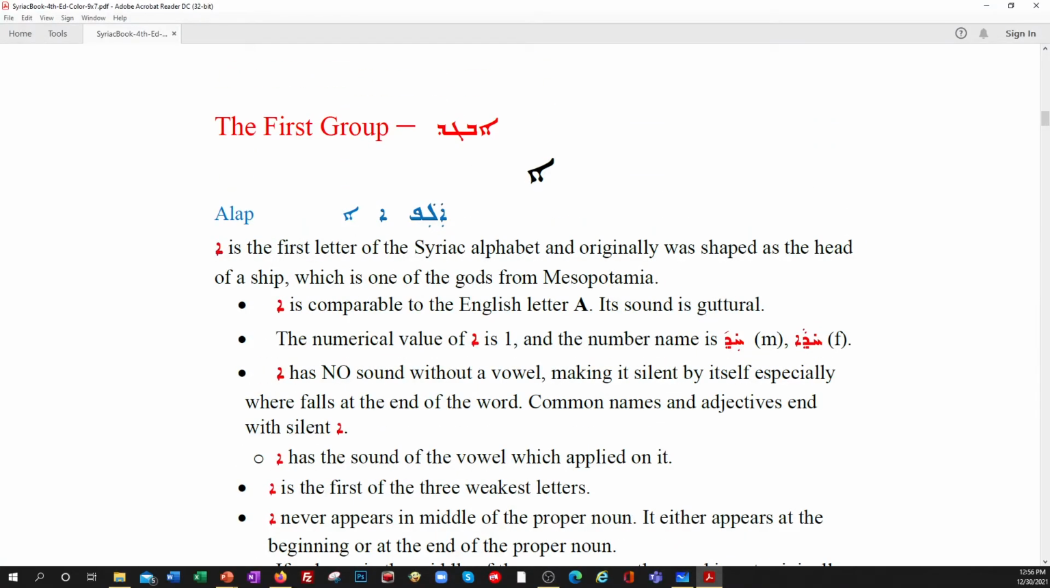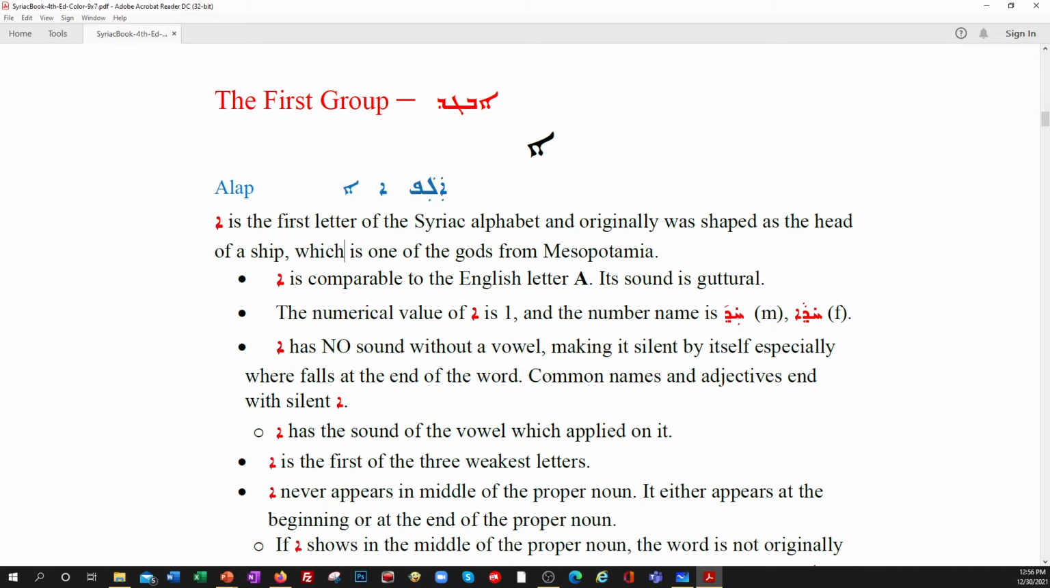The first group Abgad, the first letter of the first group is Alep. As you see here, this one is the Eastern dialect, and this one is the Estrangela. For each letter you're going to see why that letter was shaped in this form, so kind of historical information about the letter. I'm going to leave that one to you because I need to move on to save some time and move on to the topic itself.